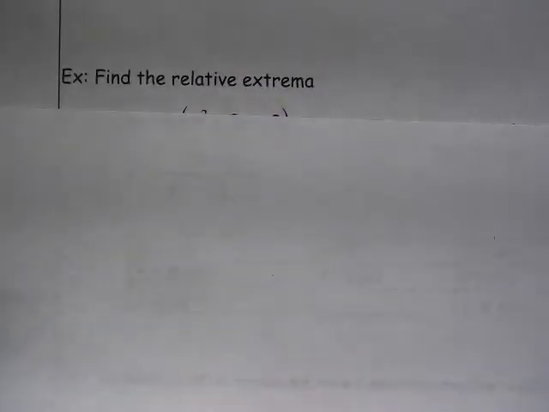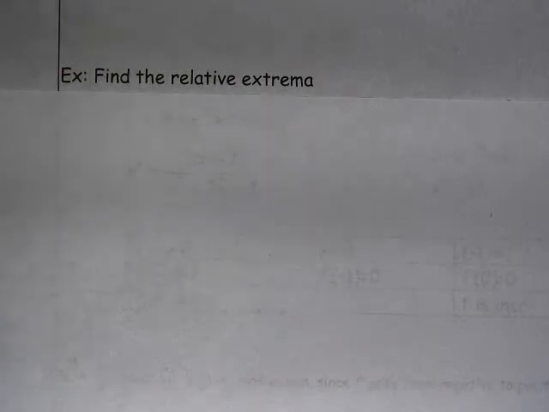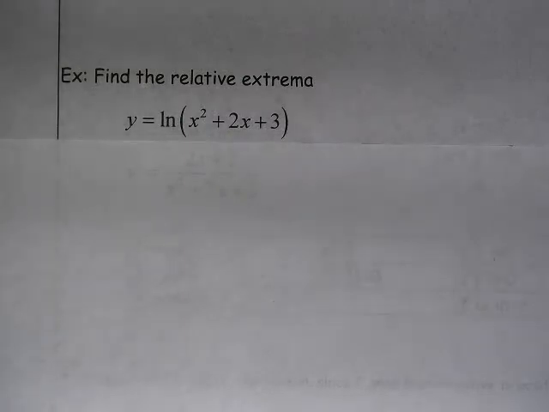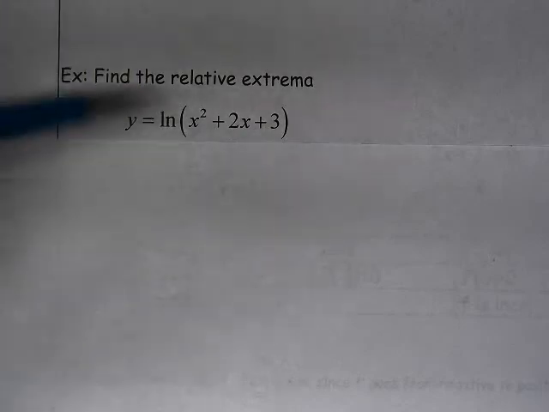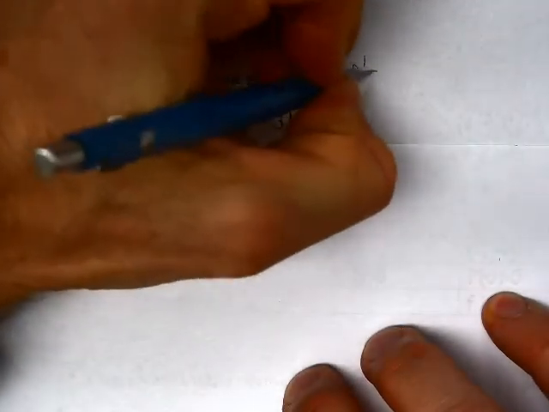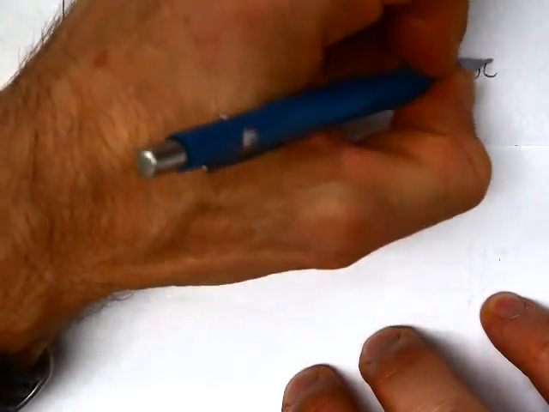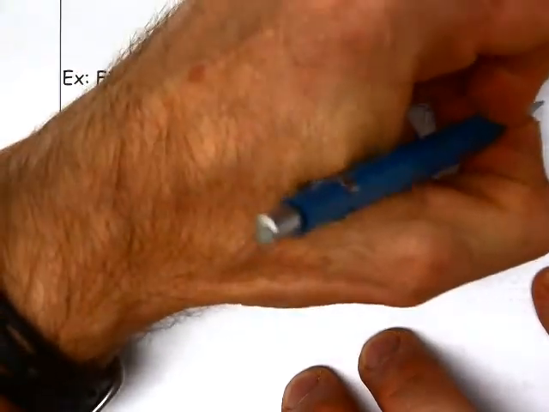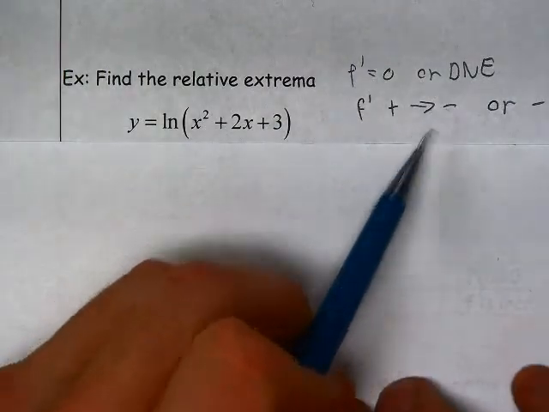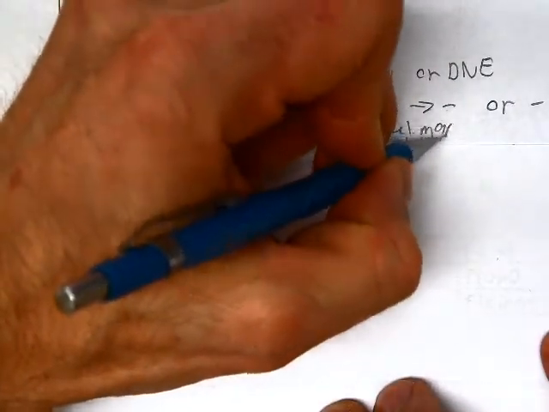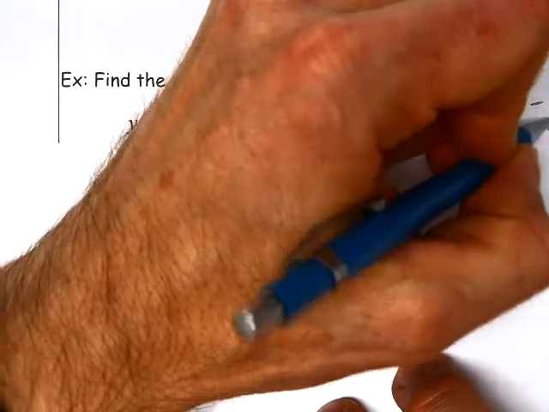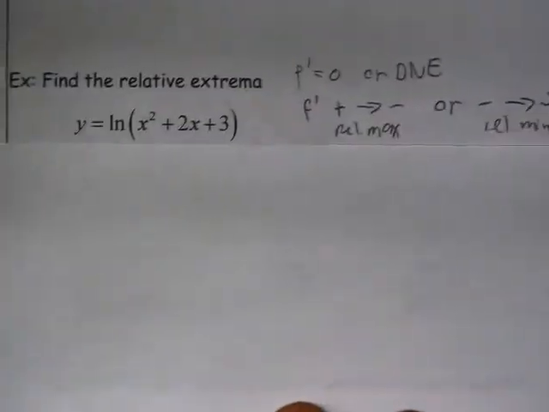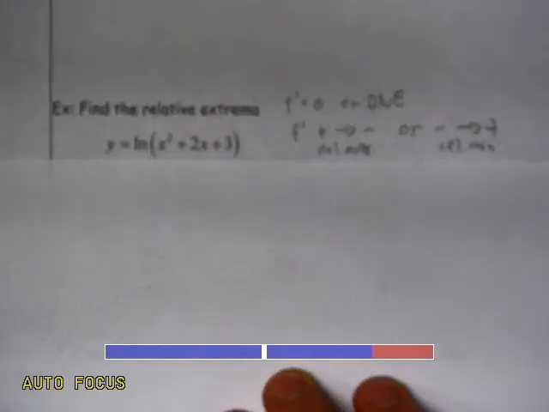Alright, so we're going to go back and take a look at a chapter 3 example of finding the relative extrema, except now we're going to find the relative extrema of this function, natural log of x squared plus 2x plus 3. So we know how to find the relative extrema. We want to set the first derivative equal to 0, or find where it does not exist, and then show that f prime goes from positive to negative, or negative to positive. If it goes from positive to negative, we have a relative maximum. If it goes from negative to positive, then we have a relative minimum.